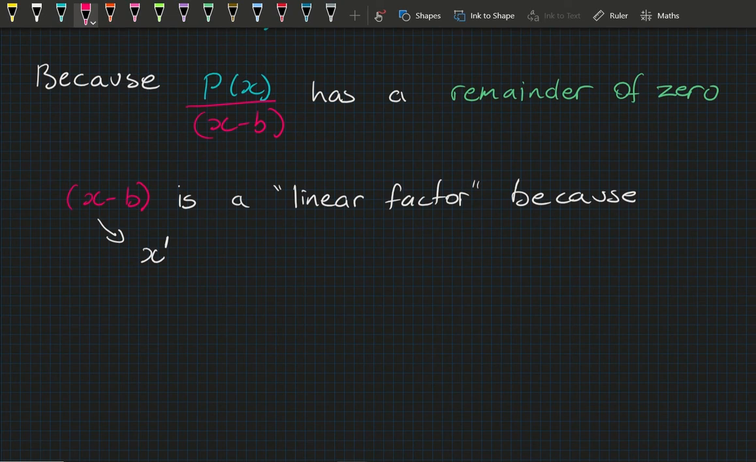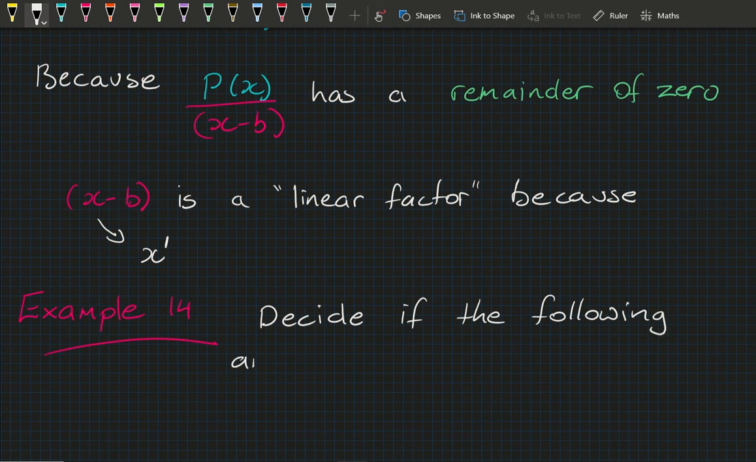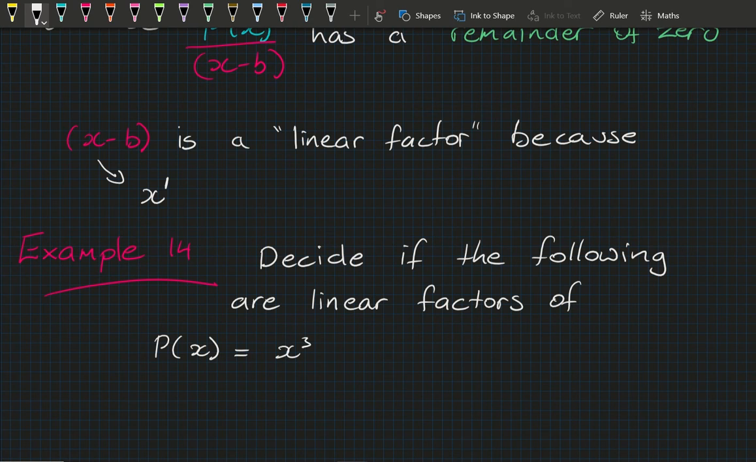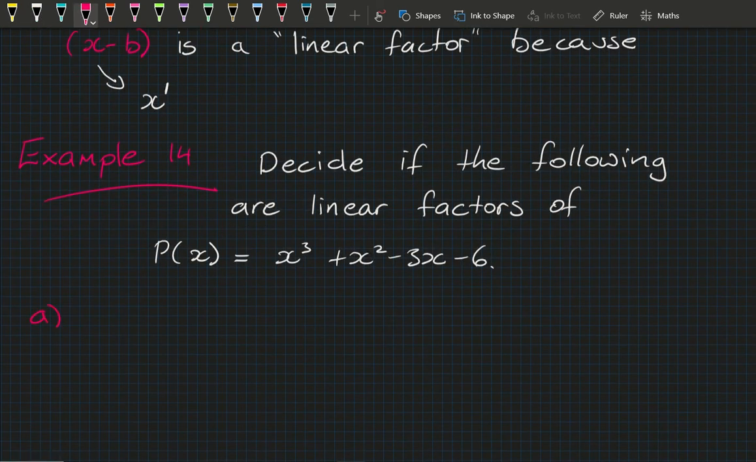So let's try this out with example 14, where we're going to decide if the following are linear factors of the polynomial p of x equals x cubed plus x squared minus 3x minus 6. Okay, part A, we have x plus 1. You could decide where x plus 1 equals 0, or you could rewrite that as x minus minus 1, and realize that we're talking about x minus b, so in this case we're talking about minus 1.